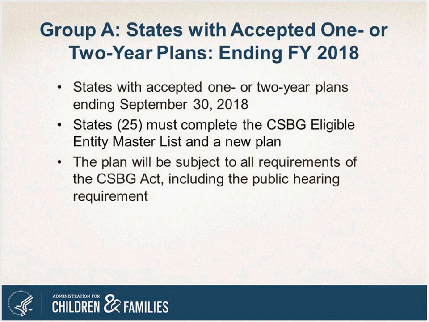For A states, these are the states with current accepted 1- or 2-year plans ending in fiscal year 2018. Their plan ended September 30th, 2018, and currently there are 25 states in this group. States must complete the CSBG eligible entity list as well as a new plan. Again, the plan will be subject to all requirements of the CSBG Act, and that includes the public hearing requirement.